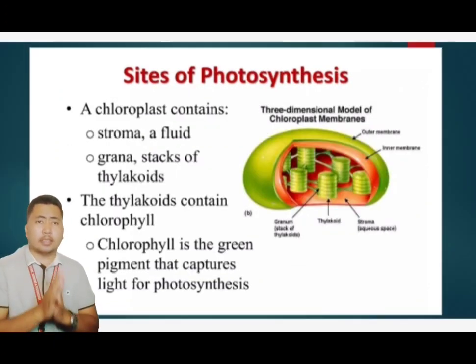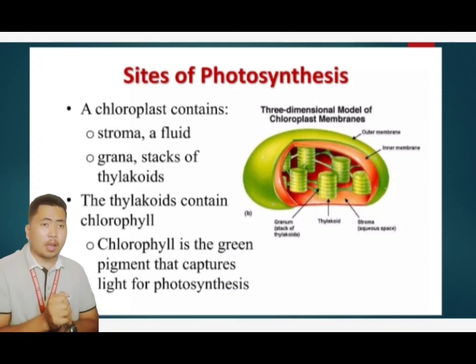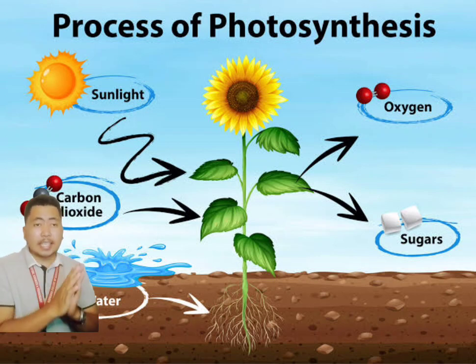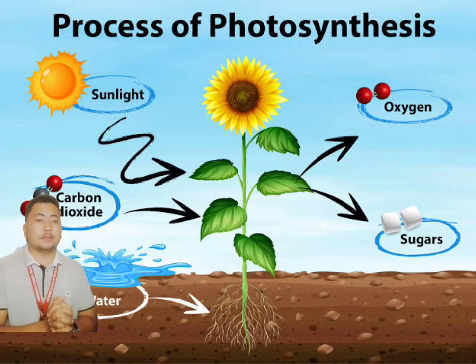Sites of photosynthesis, continued. A chloroplast contains a stroma, a fluid, and grana, stacks of thylakoids. The thylakoids contain chlorophyll. Chlorophyll is the green pigment that captures light for photosynthesis. And now, let us watch the video.